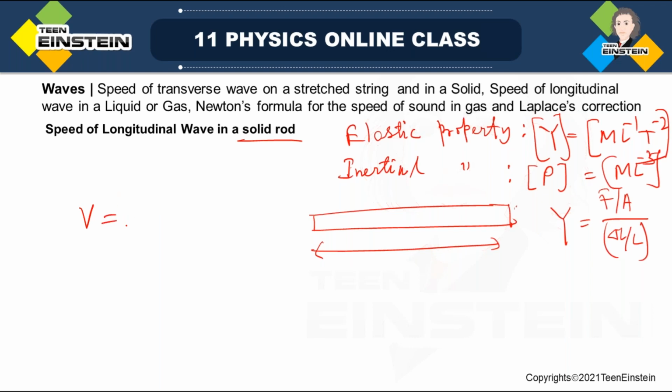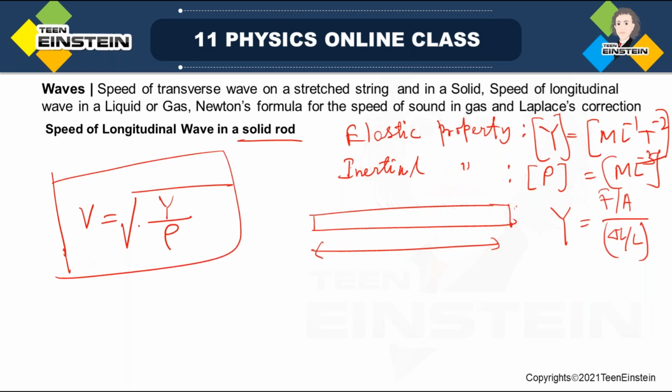Here, if we take the proportionality constant to be 1, then the speed of the longitudinal wave in a solid rod can be found by this relation: v is equal to square root of Y by rho. Sorry, Y is the Young modulus. Y by rho. So this is the speed of a longitudinal wave in a solid rod.